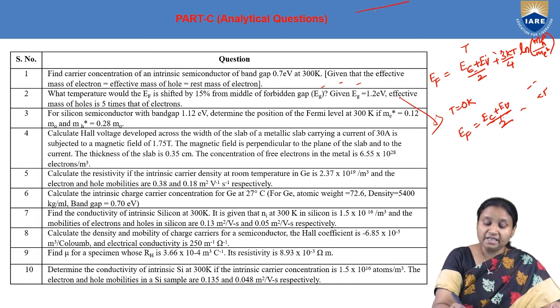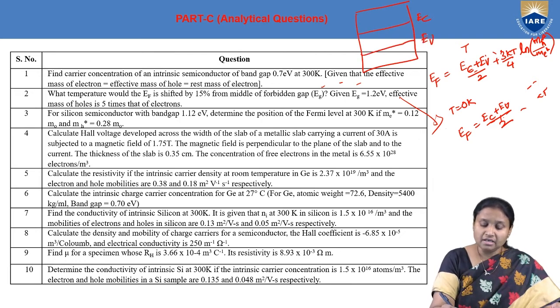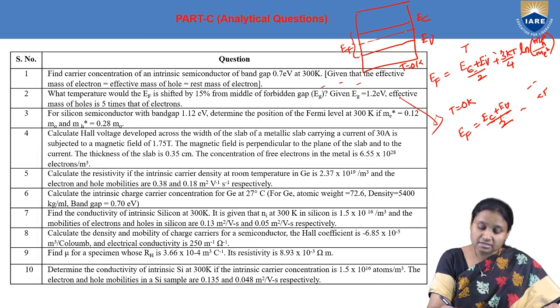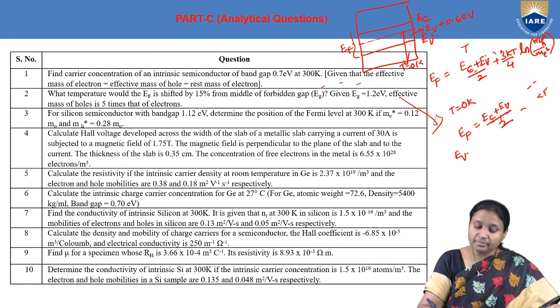Exactly in the middle. So if I take a band diagram, if this is the conduction band and this is the valence band, at T equal to 0 kelvins, where is our Fermi level? Exactly in the middle of the conduction band and valence band. And what is the value of band gap given? Eg is given as 1.2 electron volts. So this location will be EV plus 0.6 electron volts, which gives us the Fermi energy level at T equal to 0 kelvins.